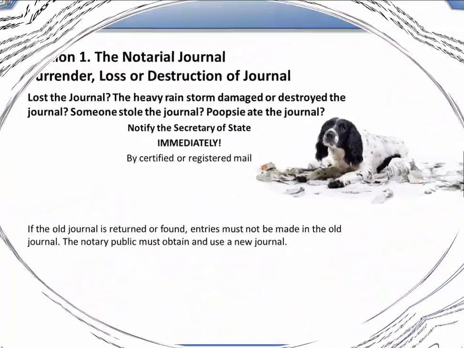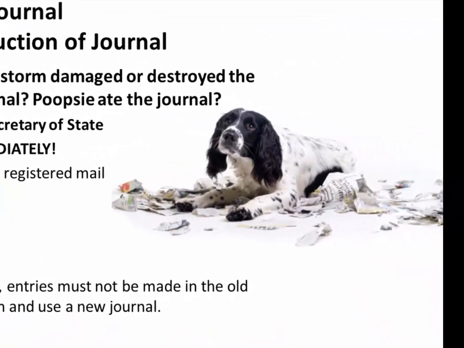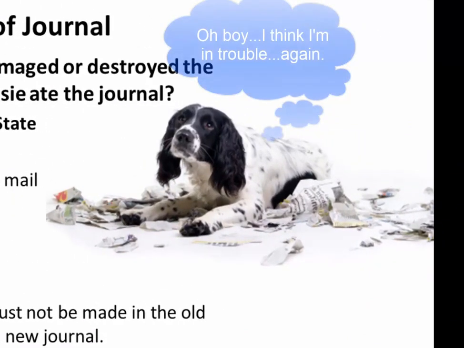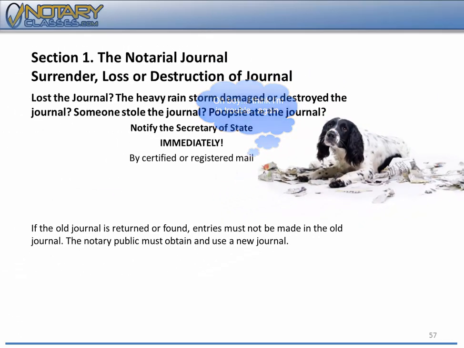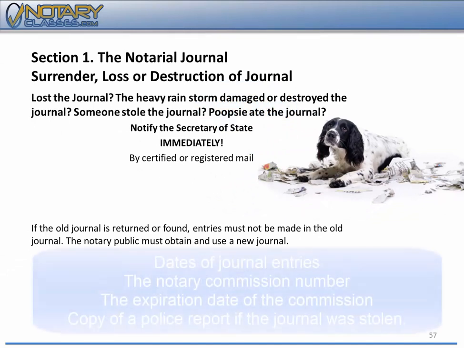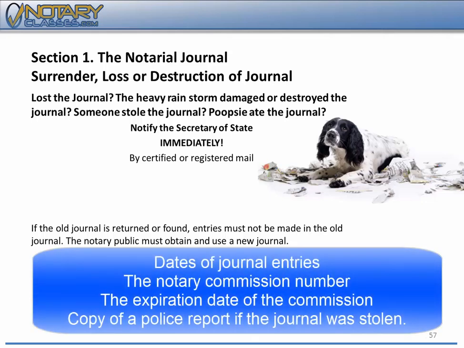Now, if the notary journal is stolen, lost, misplaced, destroyed, damaged, or otherwise rendered unusable, the Notary Public must immediately notify the Secretary of State, once again by certified or registered mail. Now, this notification must include, again, the dates covered for the journal entries. The Notary Public's commission number, again, that's how you're identified. The expiration date of the commission, and, when it's applicable, a photocopy of any police report that specifies the theft of that journal. So if your journal was stolen, presumably you'll have a police report. If it's lost, of course you won't.